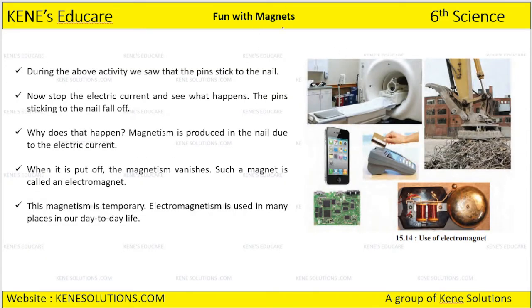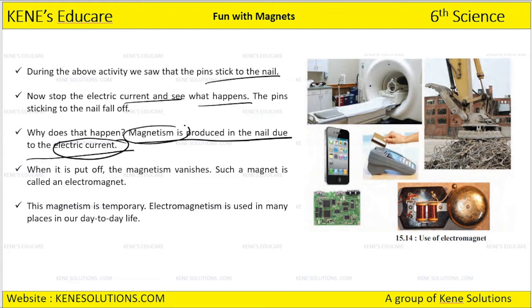Now, during the above activity, we saw that the pins stick to the nail. Now stop the electric current and see. अगर आप electric current stop करते हो तो obviously there won't be an attraction with the nail. क्यों होता है? Because magnetism is produced in the nail due to electric current. इलेक्ट्रिक करंट की वजह से उस नेल में मैग्नेटिज्म प्रोड्यूस होता है, and when it is put off, the magnetism vanishes. Such a magnet is called an electromagnet.